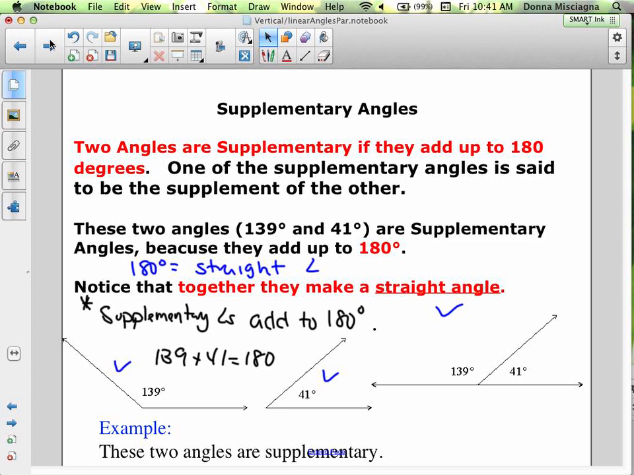So since 139 plus 41 is 180 degrees, right? Together, those angles are supplementary. If we push the 2 angles together, notice they make a straight angle, right? Because a straight angle has 180 degrees, right? So together, if we put them together, we have a straight angle.